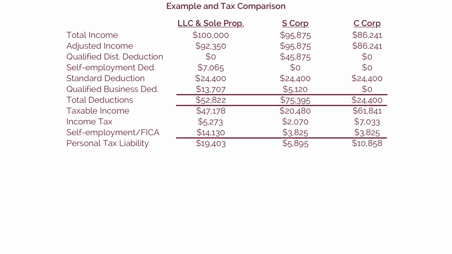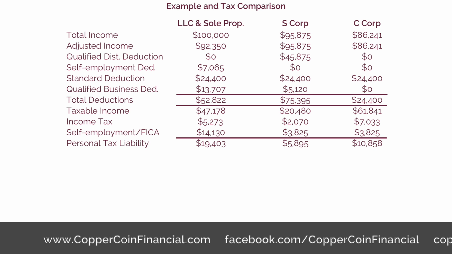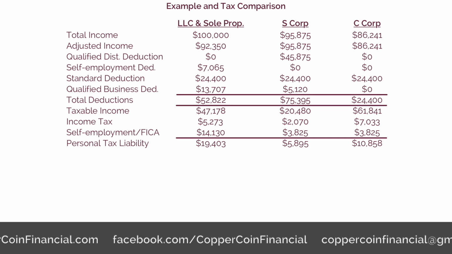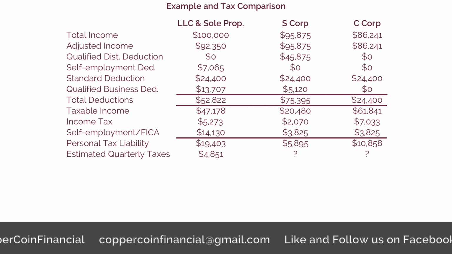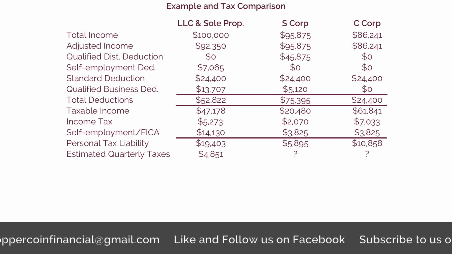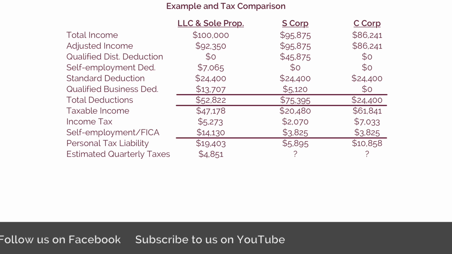So their personal tax liability on their personal income tax returns, sole proprietors and LLCs, is $19,403. The S corporation is only $5,895, and the C corporation, their total personal tax liability is $10,858. And the IRS requires you to pay those throughout the year. So if you're not making estimated quarterly payments, or you're not a W-2 employee, you need to make some quarterly payments.